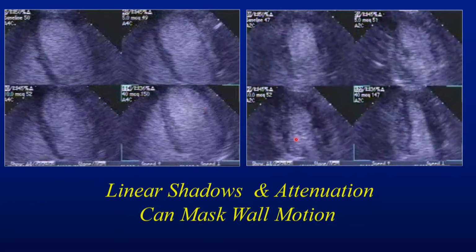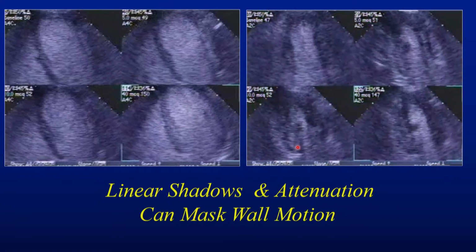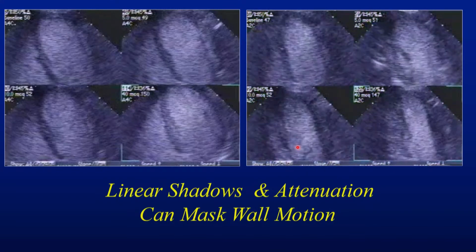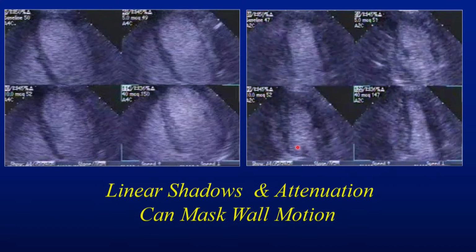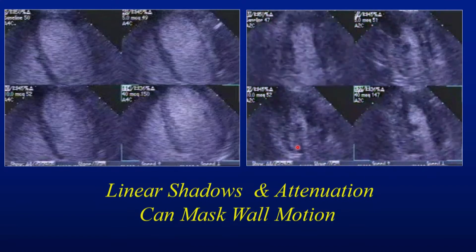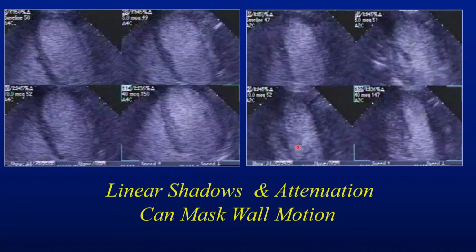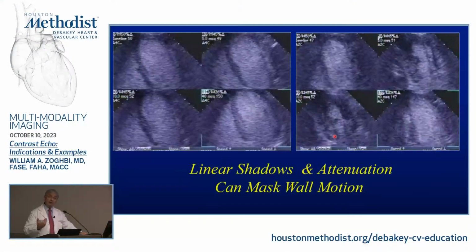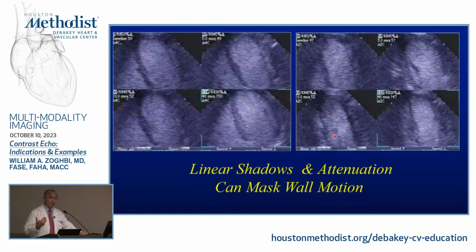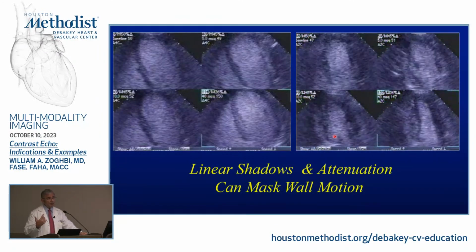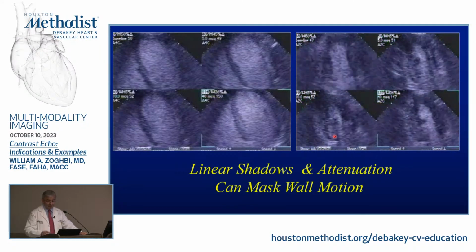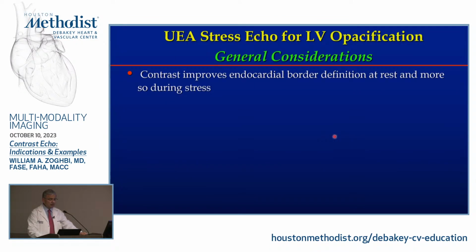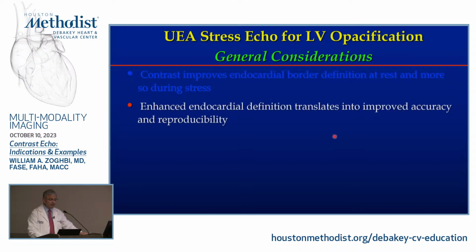So usually, with contrast from the apical window, you're going to have some linear shadowing, particularly problematic for the base. Now, the good thing is, at least for the anterior wall, it is less of an issue because if it's an LAD, you're going to see it more distally. But for an inferior wall, posterior lateral wall base, it could be a problem if you have a lot of shadowing in that area. Okay? So it improves endocardial border definition.